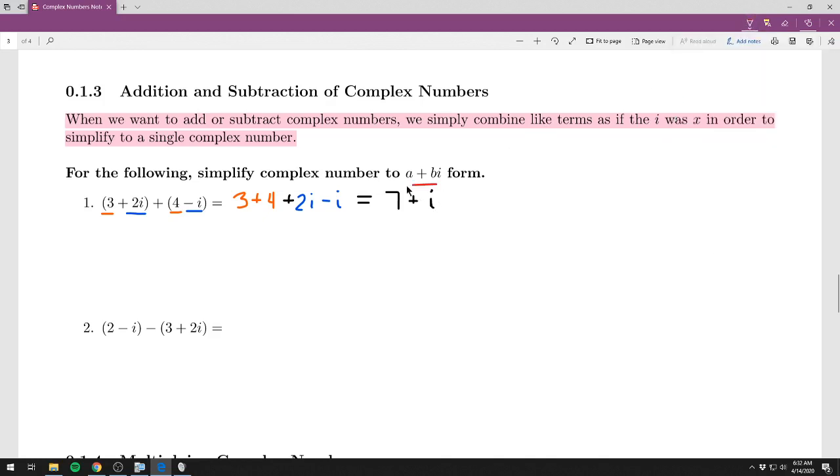And like we talked about before, that is it. You cannot combine things with i and without i. And so this is in a plus bi form. a is 7 and b is 1, if you want to point that out.